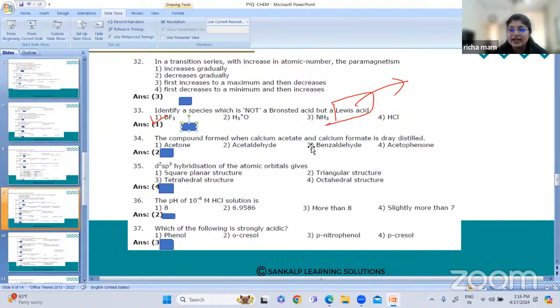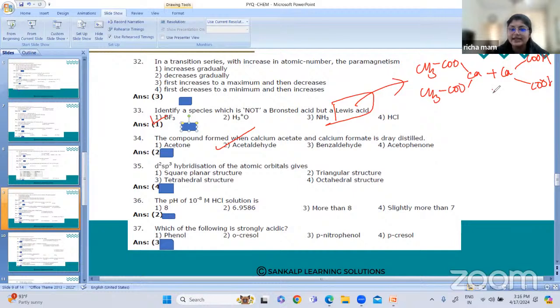The compound formed when calcium acetate and calcium formate is dry distilled. So when calcium formate reacts with calcium acetate, it produces acetaldehyde. Okay, so I'll show you the reaction. So this is calcium acetate, and this is calcium formate.